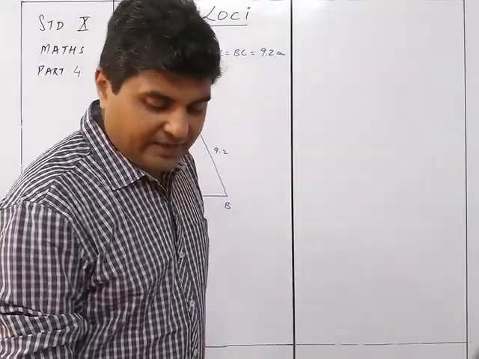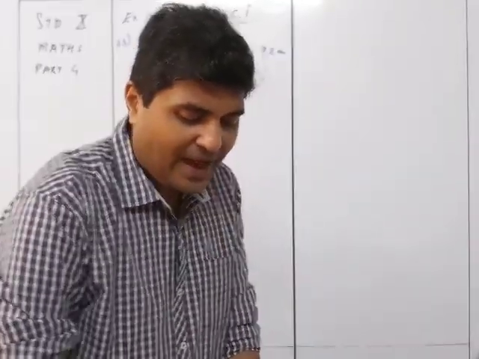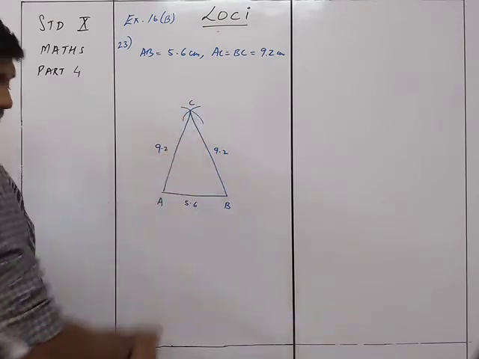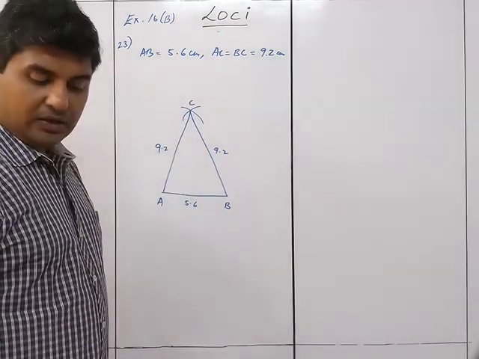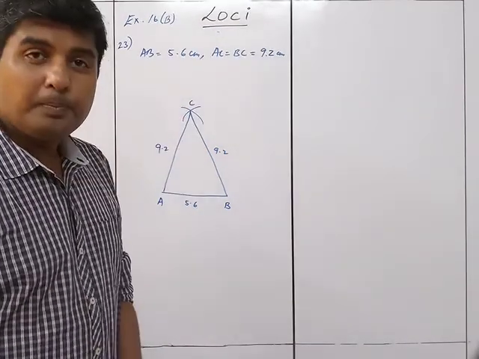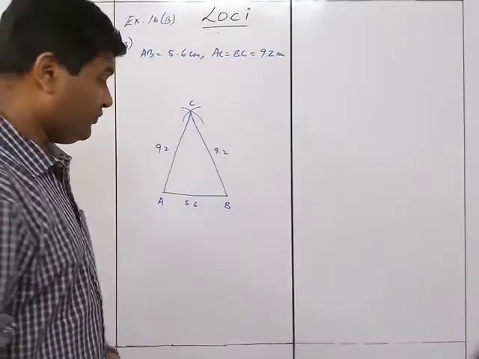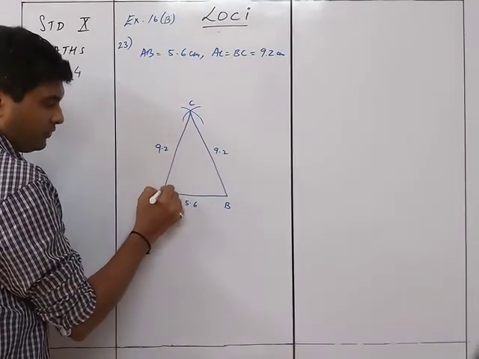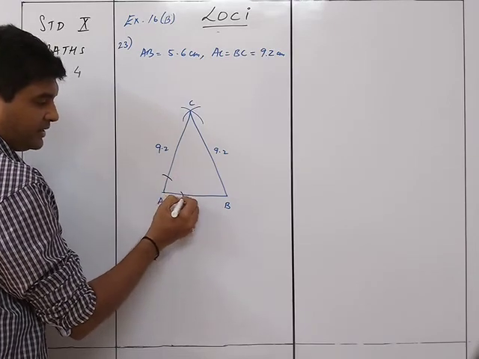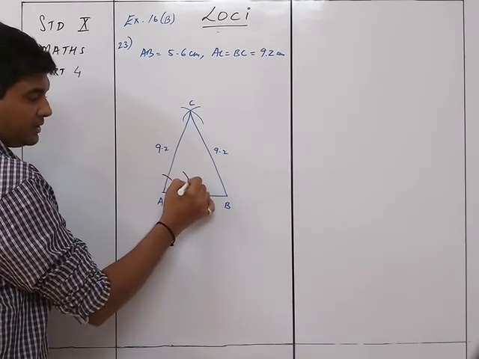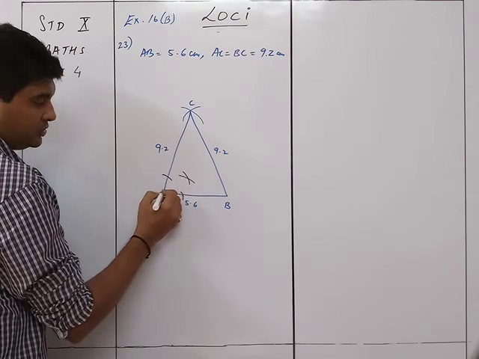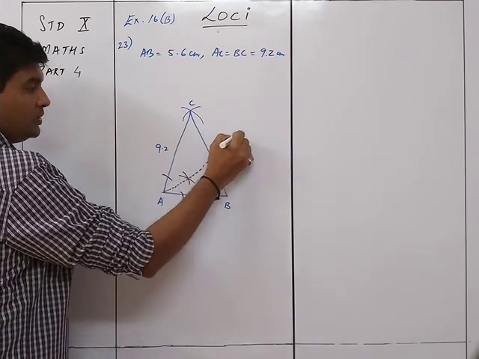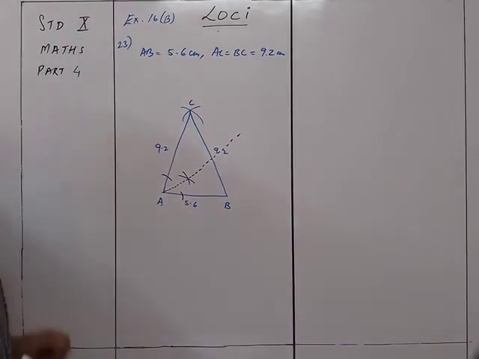Now find the points equidistant from AB and AC. Equidistant from AB and AC, so that will be the angle bisector of angle A. So from A cut an arc here and cut an arc here. From these arcs cut arcs here and here. So this will be the required locus, which will be equidistant from AB and AC.